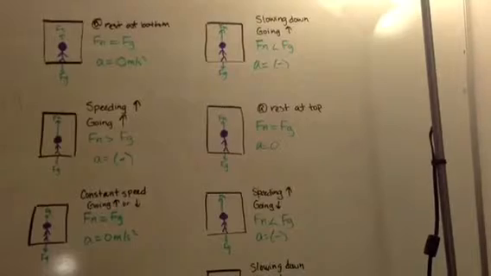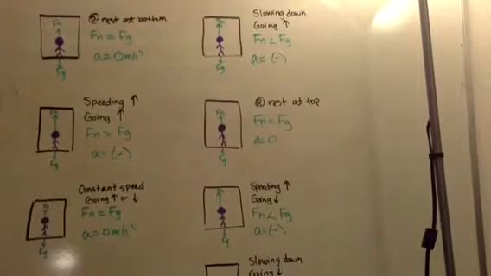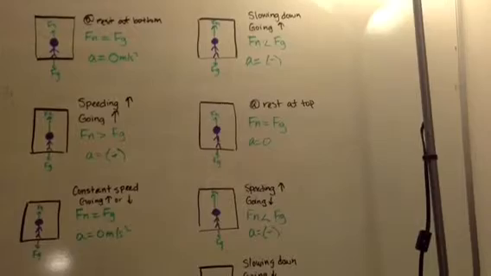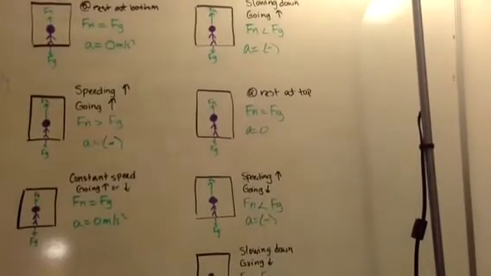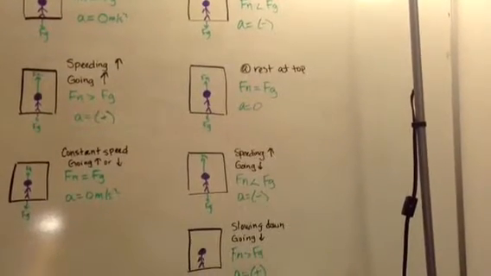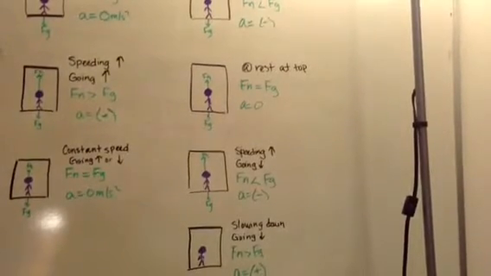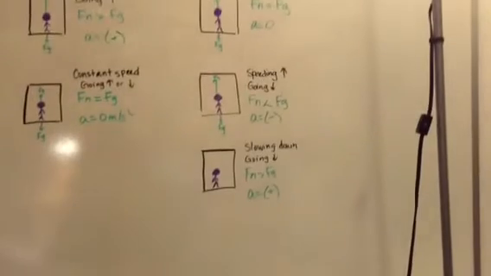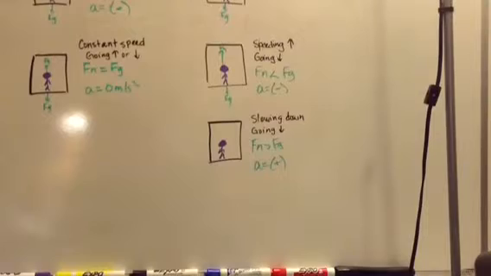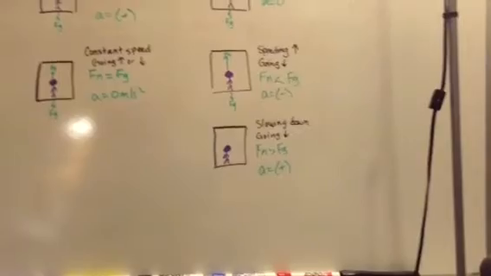Now, going up, slowing down means that the support force is less than the person's weight because the person wants to keep going up. But since the elevator and the person move together, the force pushing up reduces. Going down, speeding up, means that the floor pushes up less than the person pushing down because the person wants to stay at rest. But since the objects move together, the upward force reduces. Going down, slowing down, means that the normal force pushes up greater to accelerate the person going up because the person wants to keep going down.